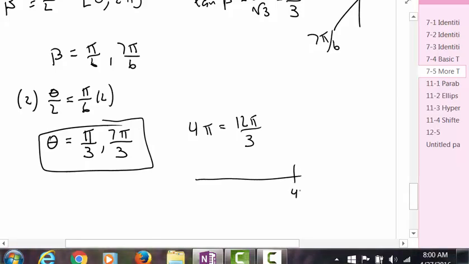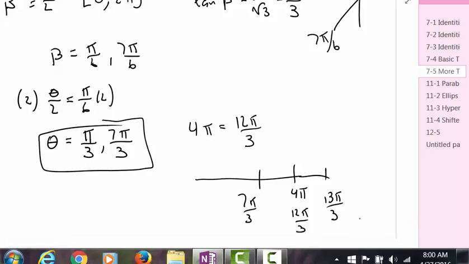Here's 4 pi, which is 12 pi thirds. Here is 7 pi thirds. Is 4 pi bigger than 7 pi thirds? Yes. Here is 13 pi thirds. So did I get all the angles between 0 and 4 pi that satisfy this equation? Yes, right. How do I know? Because the next angle up from 7 pi thirds is bigger than 4 pi.